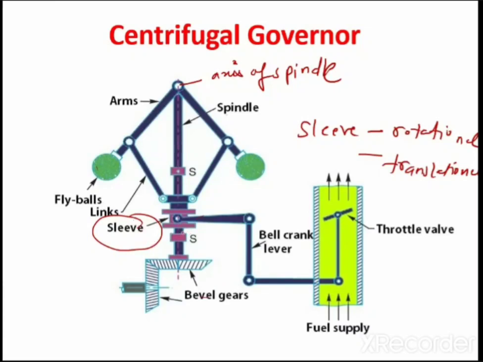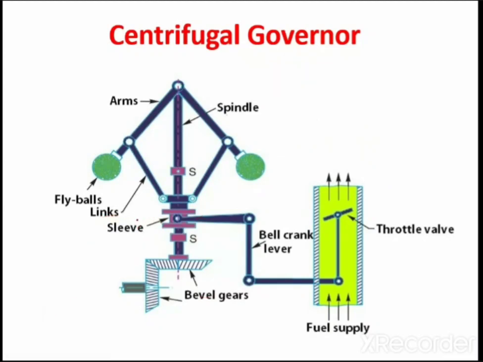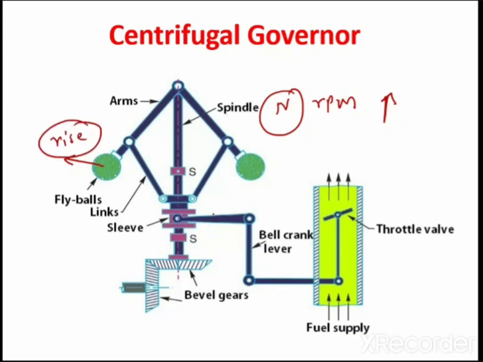Now, what happens: the balls are nothing but these fly balls or the masses. These balls, or the fly masses, and the sleeve will rise when the spindle speed increases, and fall when the spindle speed decreases. I hope you understand this statement. Let me elaborate. Let the speed of the spindle be n rpm. As the speed of the spindle goes on increasing, these fly masses will start moving outwards, which means they will rise. As well as the sleeve will move in an upward direction, which means the sleeve will also rise.